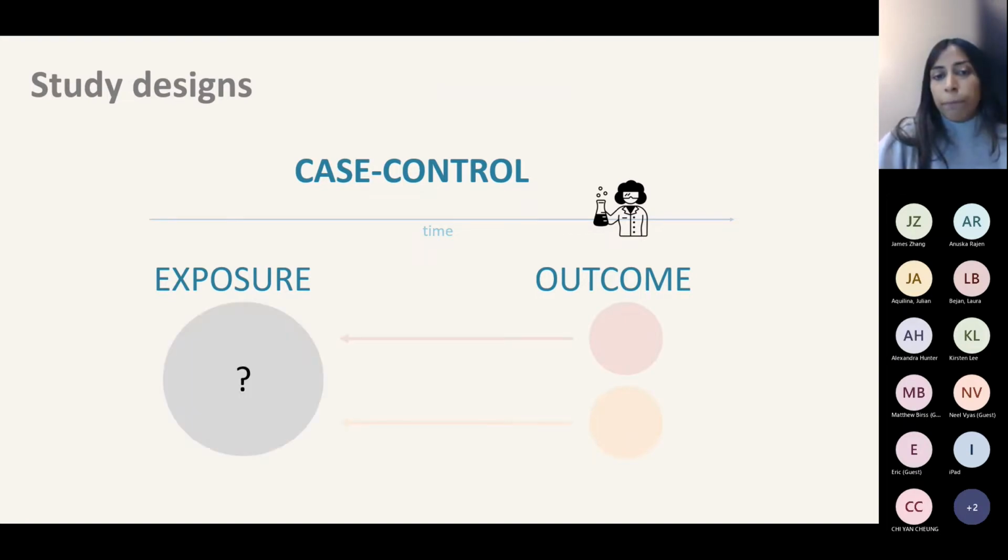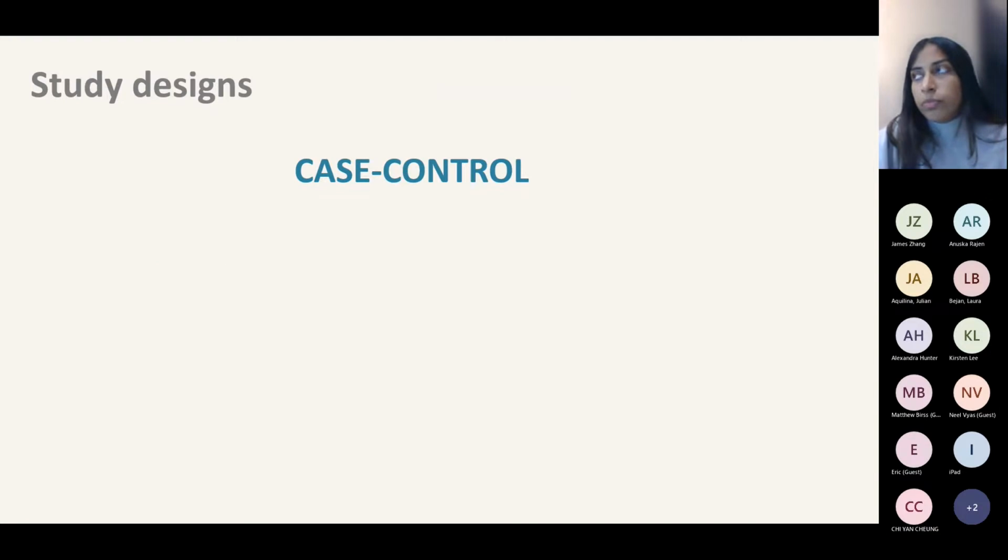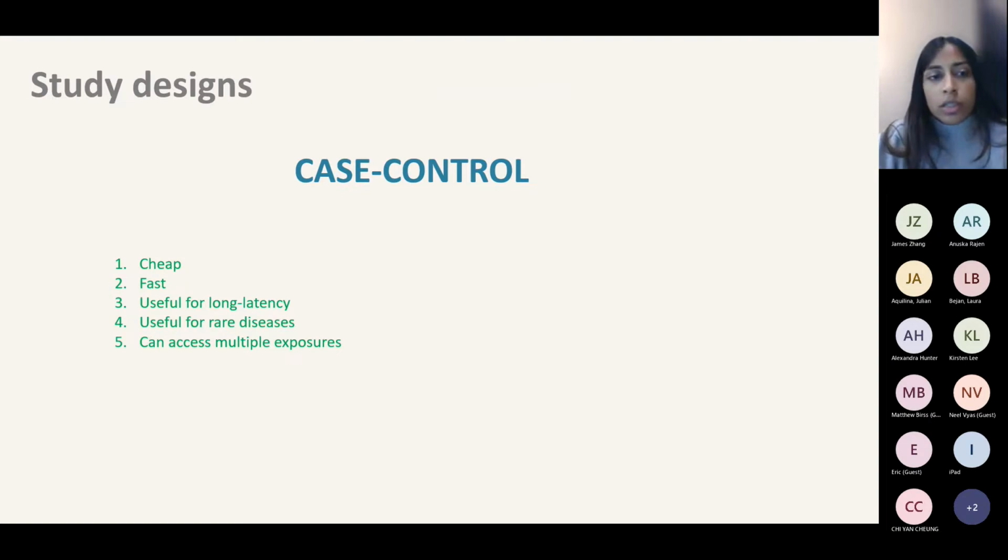And you're going back to see what exposures they have that are different. Case control has a few different pros and cons. So pros: it's cheap, fast, useful for long latency diseases, so when there's a long period between the time of the exposure and the development of the disease. It's good for rare diseases, and you can also assess for multiple exposures.